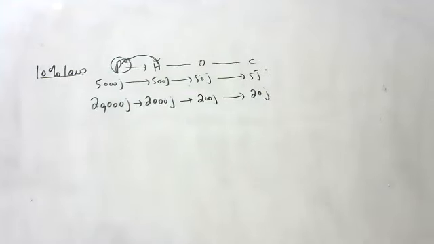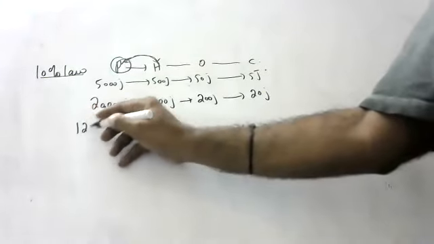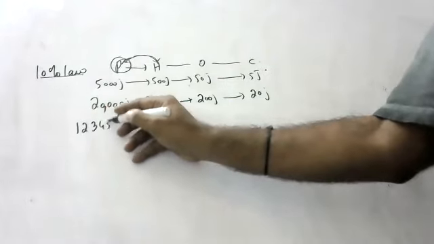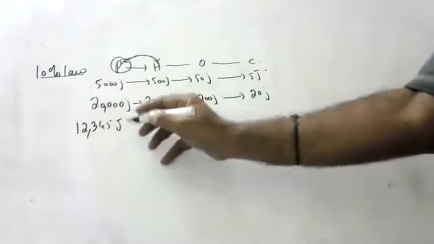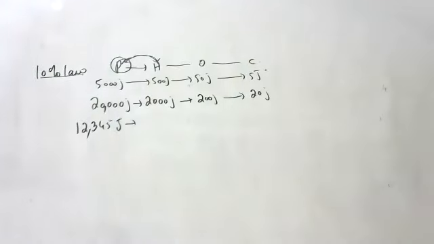Suppose you didn't understand again. One more I will say. Suppose 12,345 joules of energy is present at the producer level.